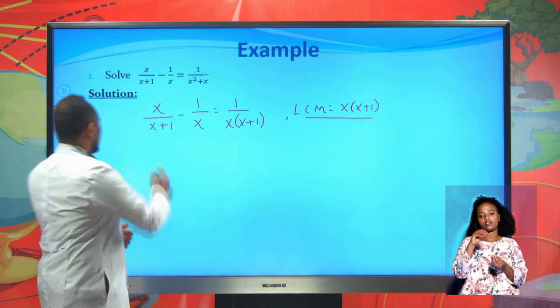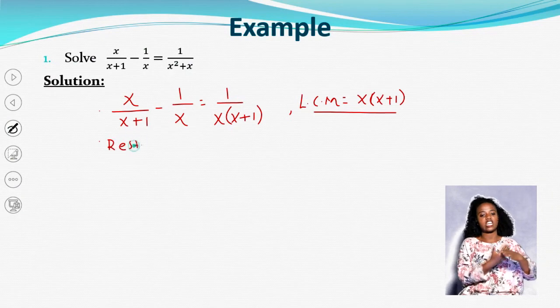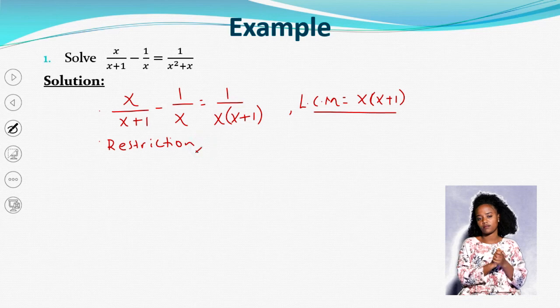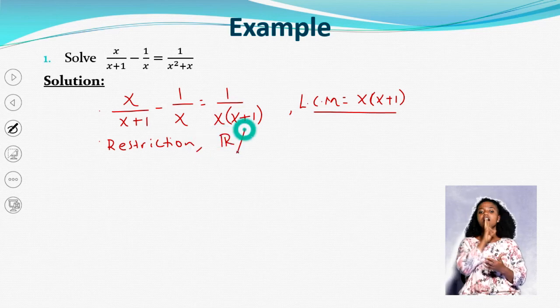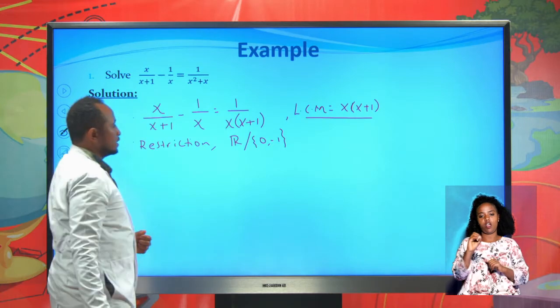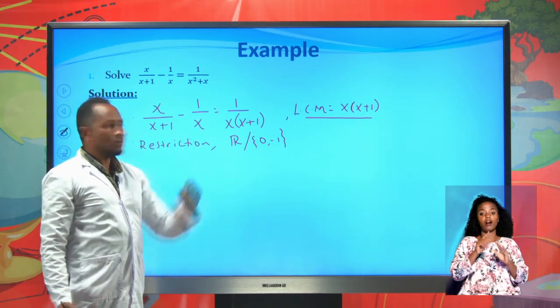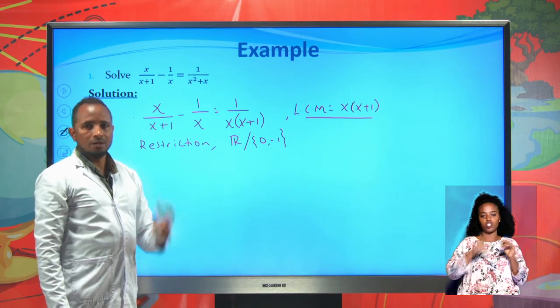Before that, let me put the restriction. The value of x can be any real number except the values that make the denominator 0. So the value of x can be any real number, but it cannot take 0 or minus 1. Now let's solve.